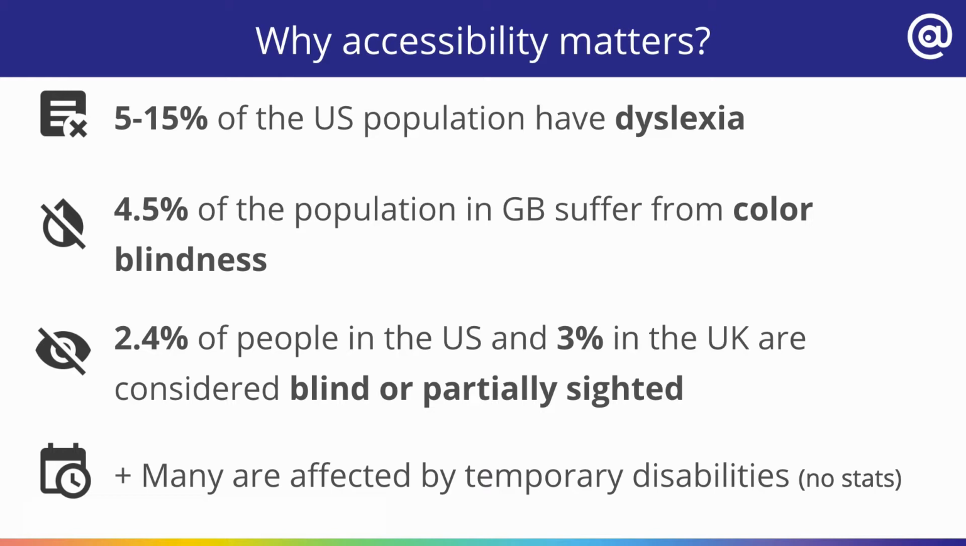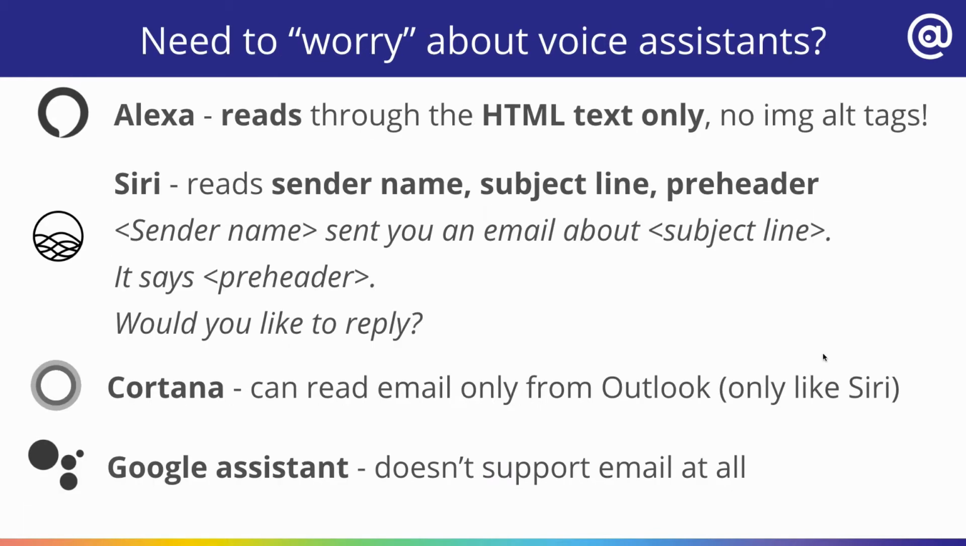And there are also many who are affected by temporary disabilities, for example an eye surgery. All these need to be taken into account. Accessibility not only matters because of people with disabilities, but because of voice assistants that are becoming more and more popular these days. Alexa is the only voice assistant that can actually read out the whole email.